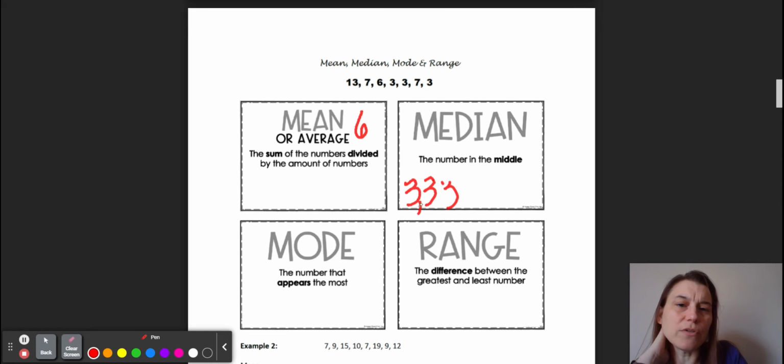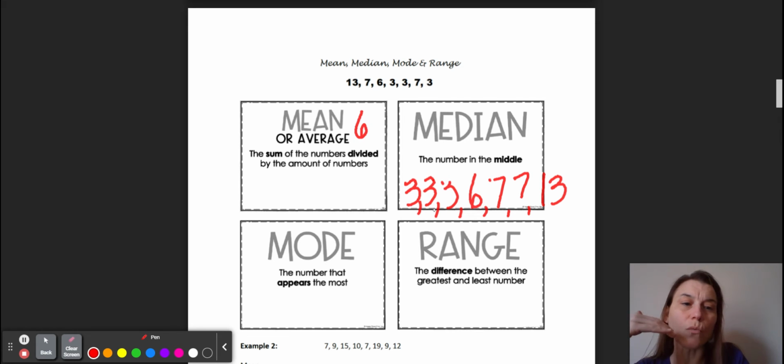So if I order my numbers from least to greatest, and I make sure that I account for all 7 numbers, because 1, 2, 3, 4, 5, 6, 7, there's 3 threes. Well, I need to account for the 3 threes. I can't just ignore them. Then to find the middle number, I say, okay, how many numbers are there? There's 1, 2, 3, 4, 5, 6, 7. So there are 7 numbers. So 7 divided by 2 is 3.5.